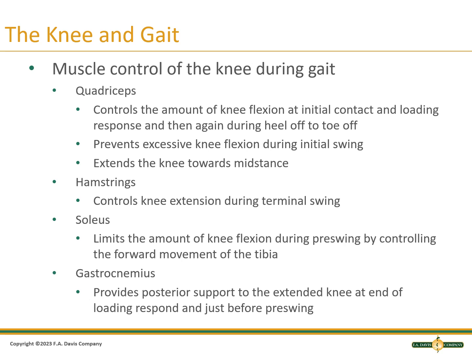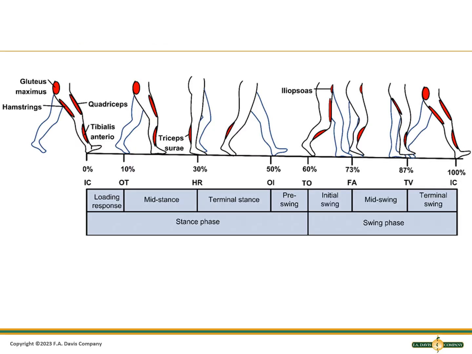So our soleus doesn't cross the knee, but it does contribute by influencing the amount of dorsiflexion that is experienced. So by the soleus acting by pulling the tibia back, it helps to limit the amount of knee flexion that happens. And our gastroc provides posterior support to the extended knee at the end of the loading response, just before pre-swing.